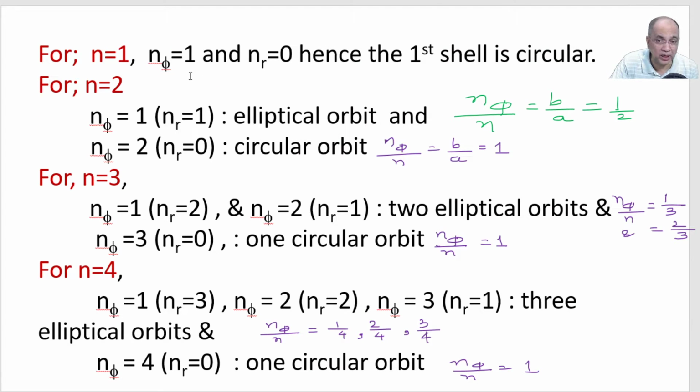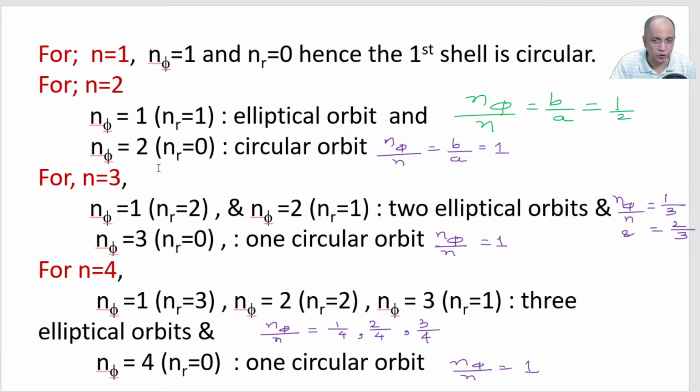Now I have written the same thing. When n is equal to 1, n phi is equal to 1, and nr is equal to 0, the sum total will be equal to 1, because n is equal to 1. The sum of these two must be equal to 1, and hence B by A is equal to 1, and hence it is circular. When n is equal to 2, there are two n phi values. n phi is equal to 1. In that case, nr will be equal to 1. 1 plus 1 is 2. And it is elliptical because n phi by n, which is equal to B by A, with n phi equal to 1 and n equal to 2, is 1 by 2, which means it is an ellipse.